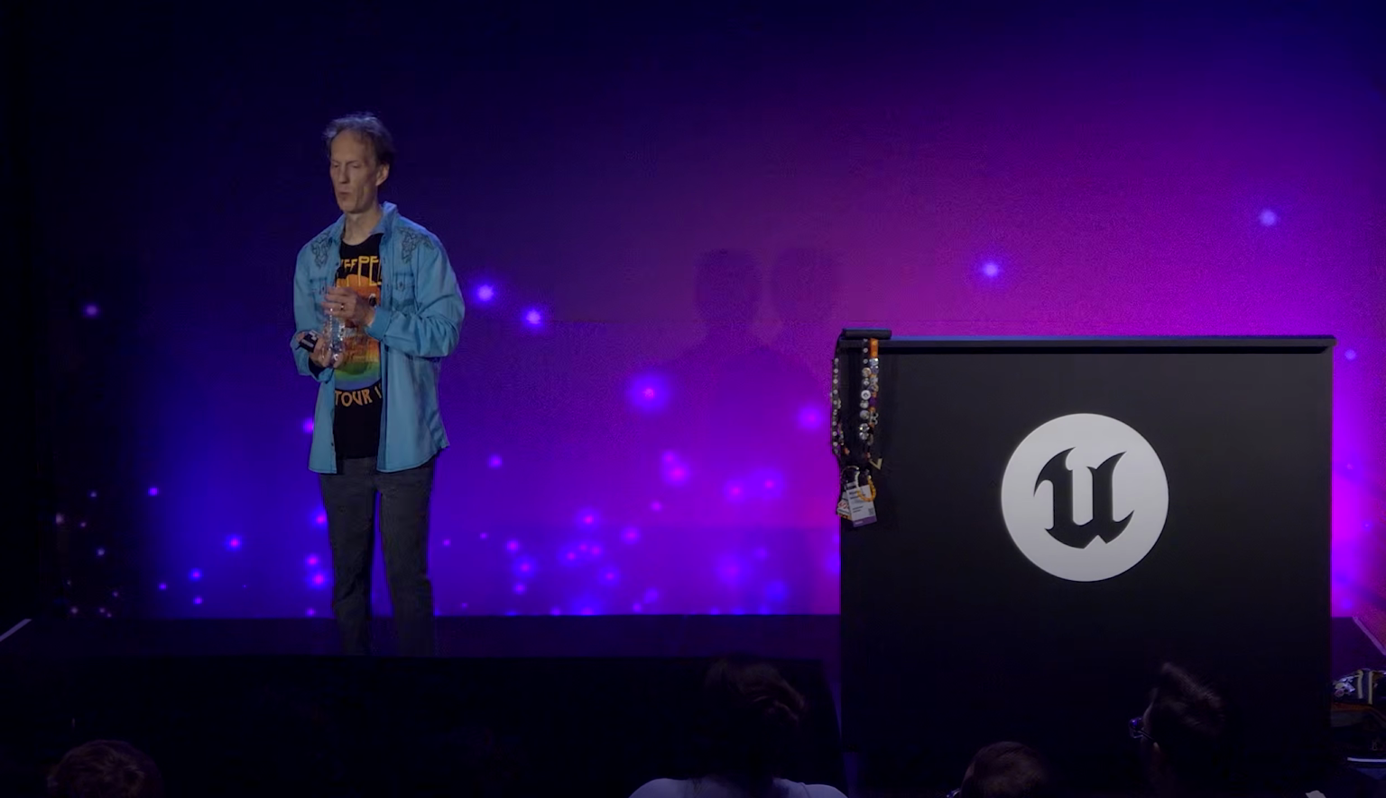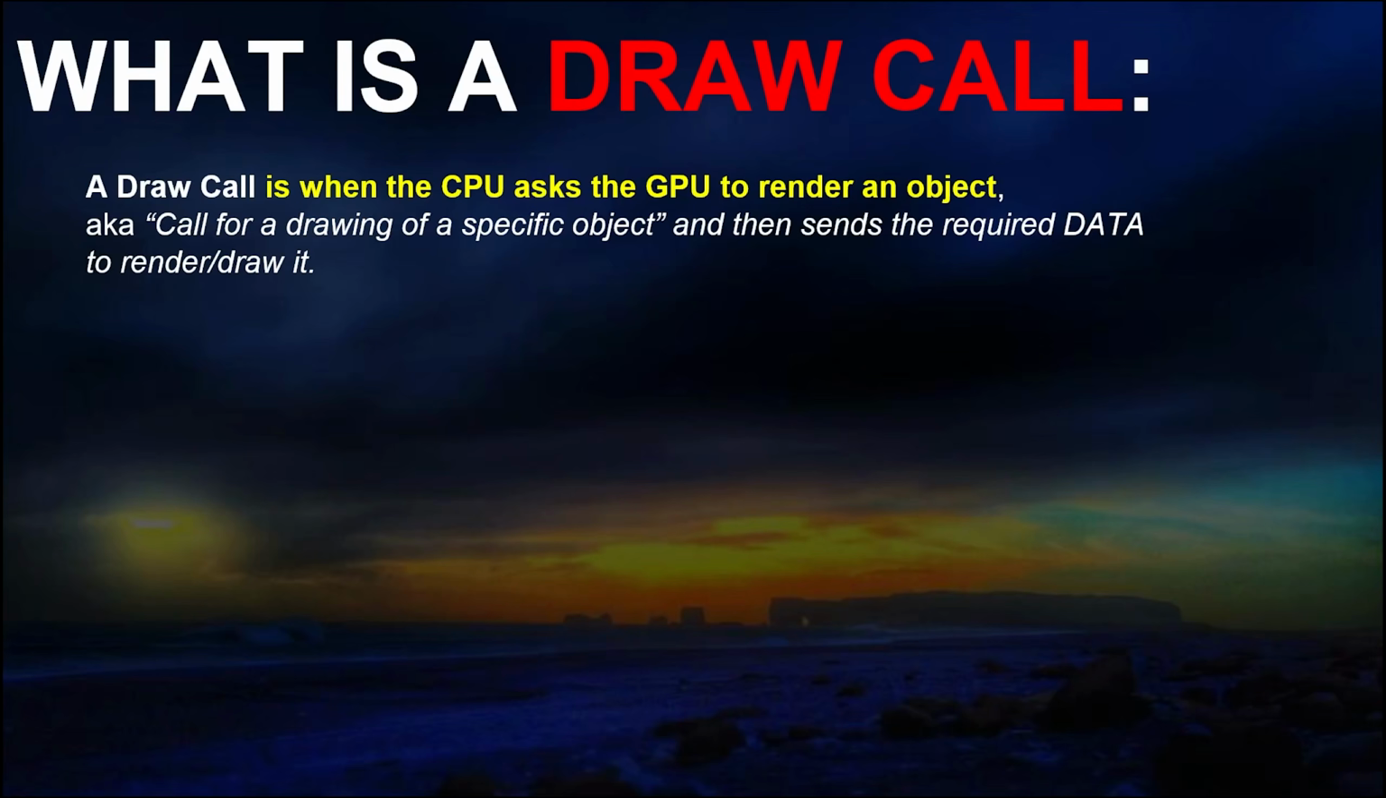So let's talk about draw calls. A draw call is when the CPU asks the GPU to render an object or a component, so any component. AKA a call for drawing a specific object. And then it sends that data to be rendered.